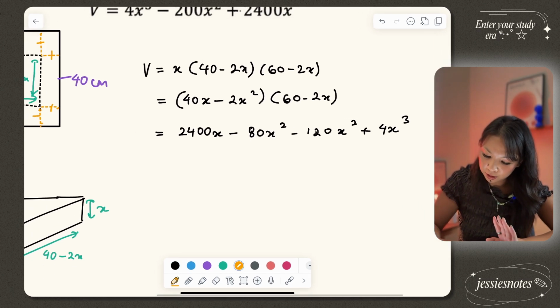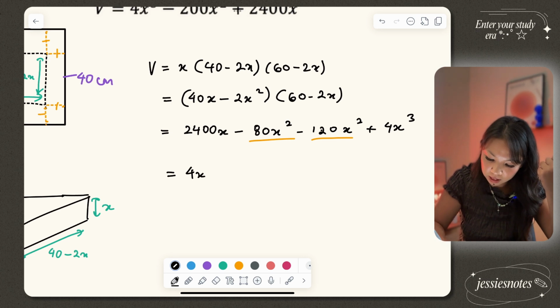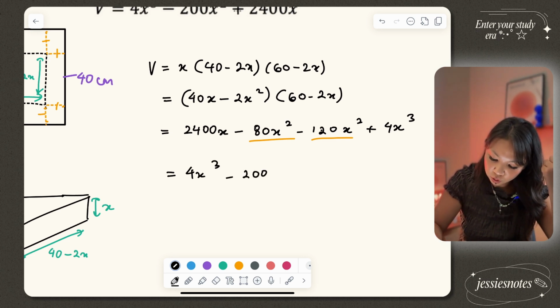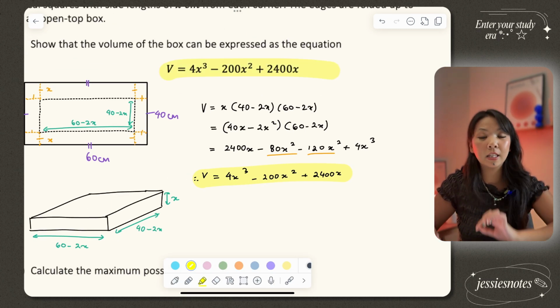And now hopefully you realize that we can collect the like terms with the two terms. Let's bring the x cubed at the beginning. Collect those two, you get negative 200x squared and then positive 2,400x. You can see that matches up exactly with the question.